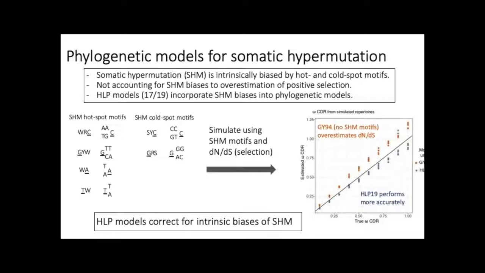So if we do simulations of SHM using hot and cold spot bias mutations and try to re-estimate DNDS using the GY94 model, which is a classic codon substitution model that doesn't incorporate SHM biases, we typically overestimate the effect of positive selection. Whereas if we use an HLP type model, we tend to have a much more accurate estimate of DNDS.